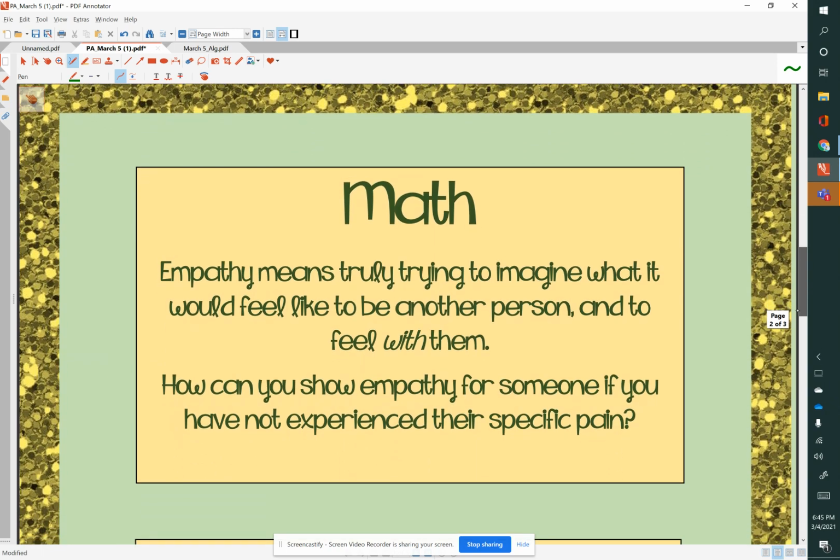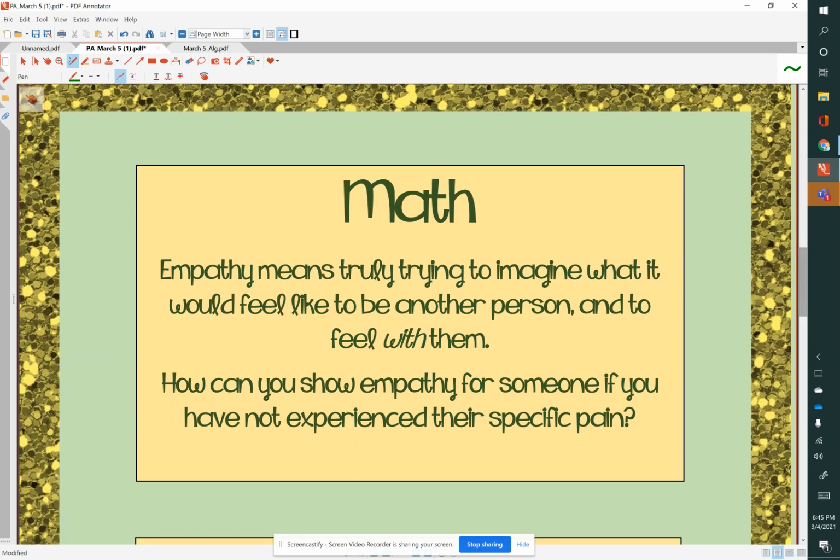So our question today is about empathy. Empathy, what does that mean? Empathy means truly trying to imagine what it would feel like to be another person and to feel with them. So you don't feel bad for them, that's sympathy. You feel bad with them. You try to actually feel what they feel. So the question is, how can you show empathy for someone if you have not experienced their specific pain?